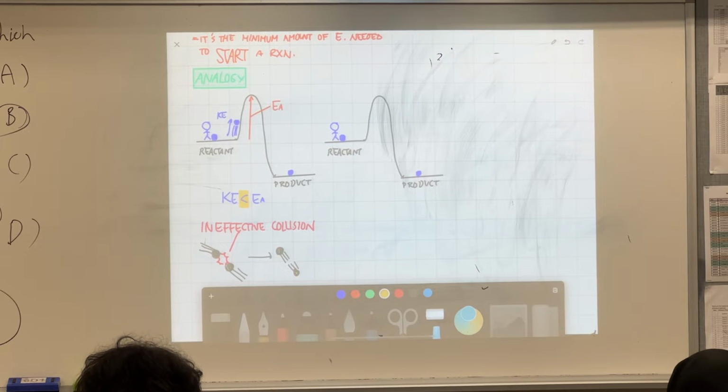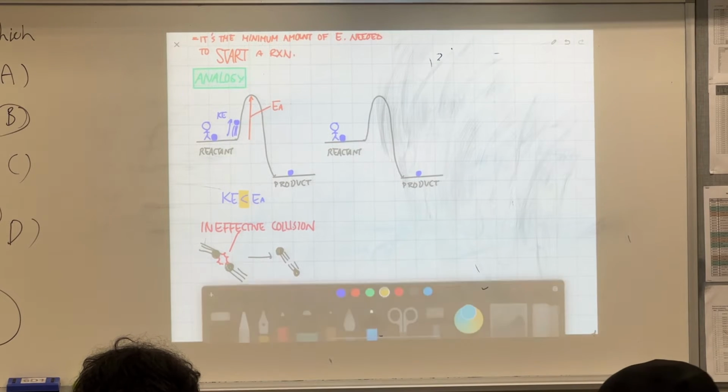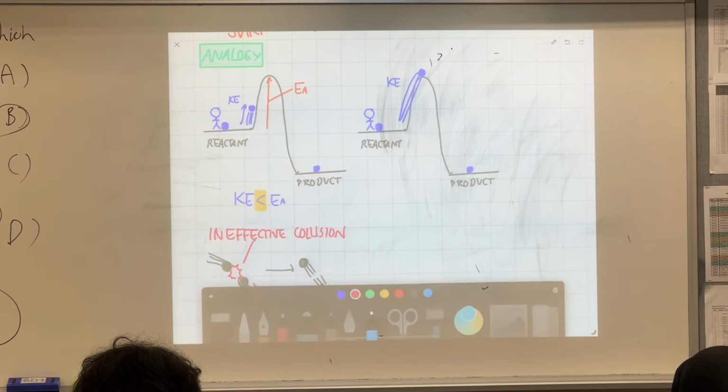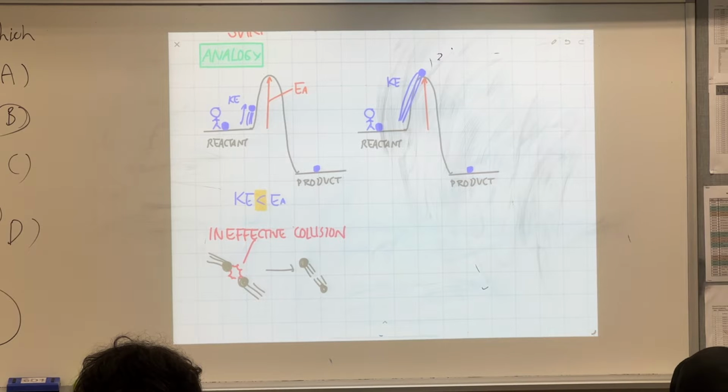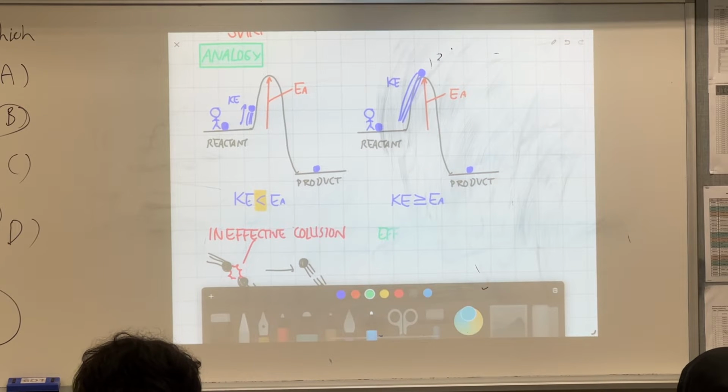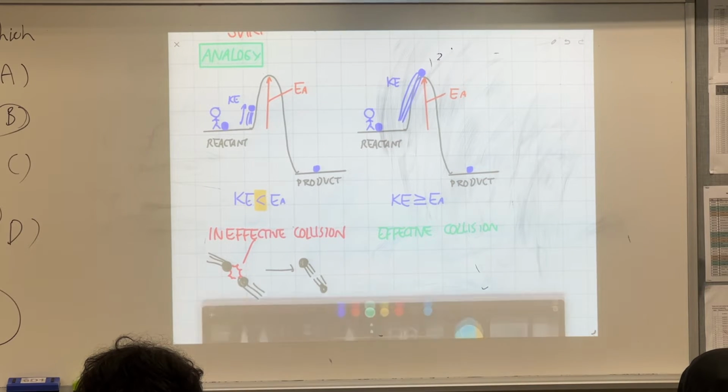However, if you provide enough energy to the football, or to the reactant, so that it is able to hit this part of the mountain, so you're now providing kinetic energy meeting or exceeding that of the activation energy, well, a different story happens here. You have Ke greater than or equal to activation energy. We will have what we call an effective collision. So an effective collision will result in product formation, which you can draw.